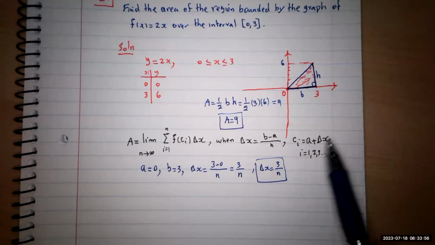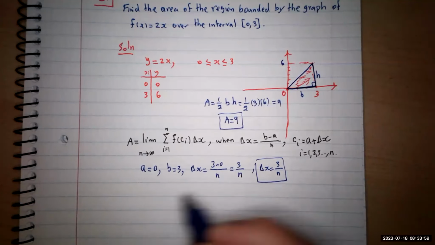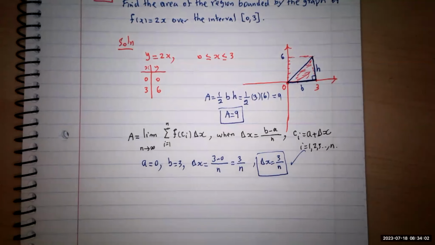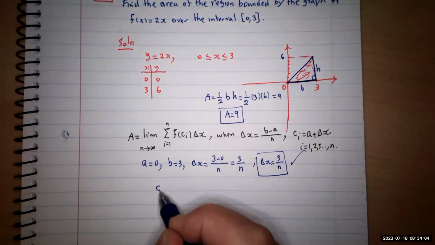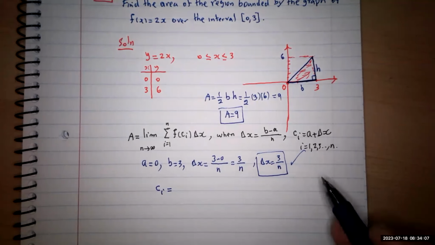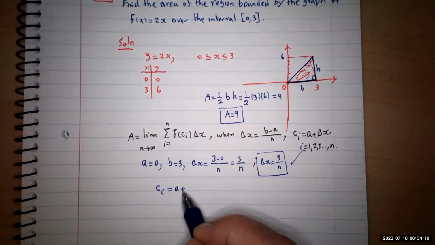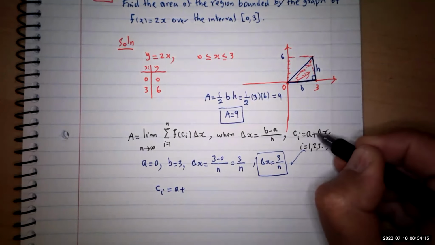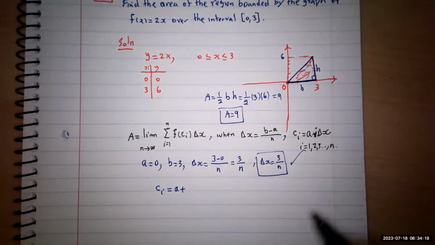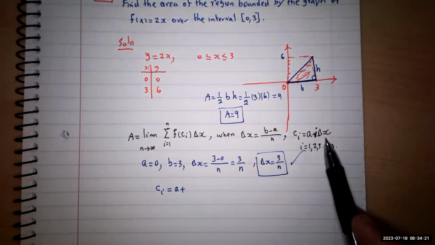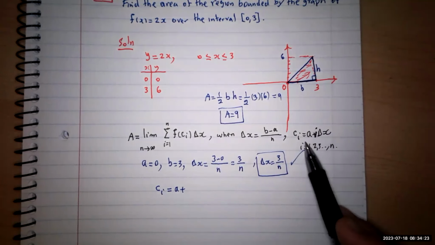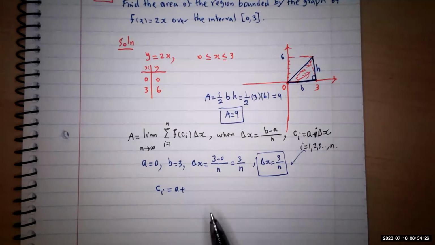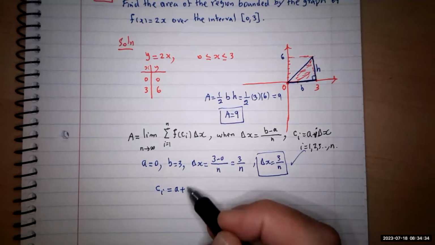Now we're going to find the ci. So that's step 1, delta x. Step 2, ci. The ci is going to be a plus i times delta x, sorry, there's an i here. For c1, it's 1 delta x. For c2, 2 delta x. c3, 3 delta x. So ci is a plus i delta x.